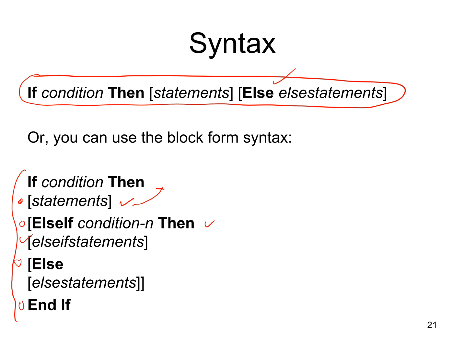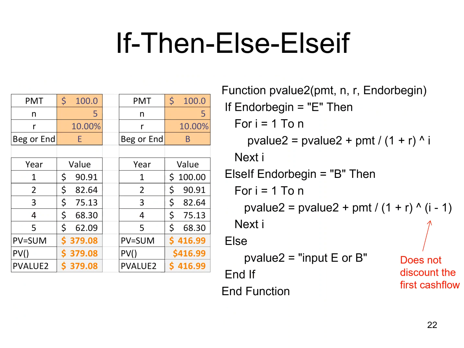So let's do an example. It's a lot easier to see the example, but remember to keep this if you're trying to build a program that does if then else, or use VBA's help function to tell you the syntax for a multi-line if then else if statement. So I'm going to take my p-value program and I'm going to call this one p-value 2.